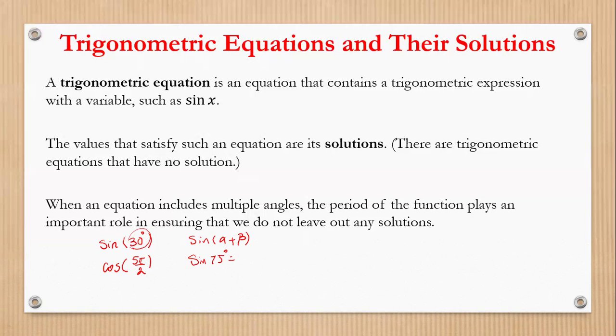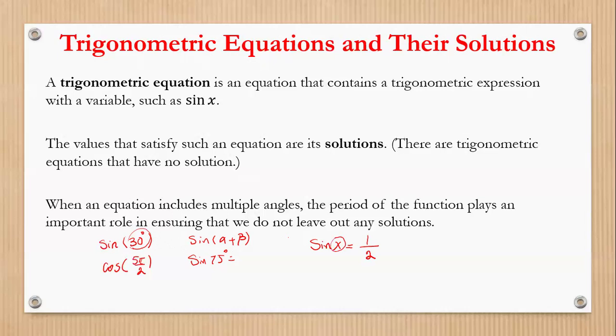In case they ask us what's the sine of 75 degrees, I can use 30 degrees and 45 degrees, and the sine of 30 degrees plus 45 degrees, by using the trig identity, find the sine of 75 degrees. But when they ask us to solve an equation, this time, for example, we have a trig function which is equal to a number, a value, and they ask us to find the x.